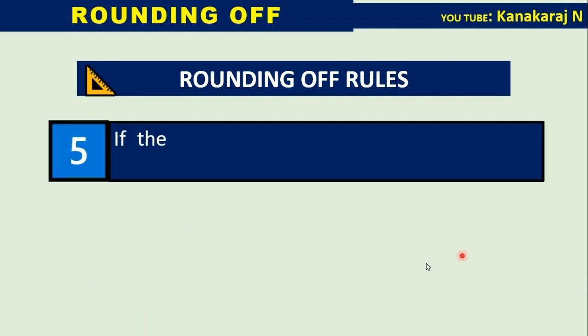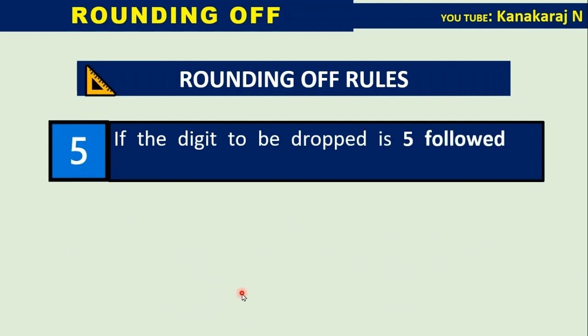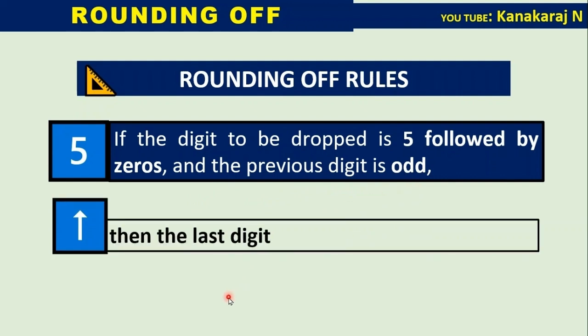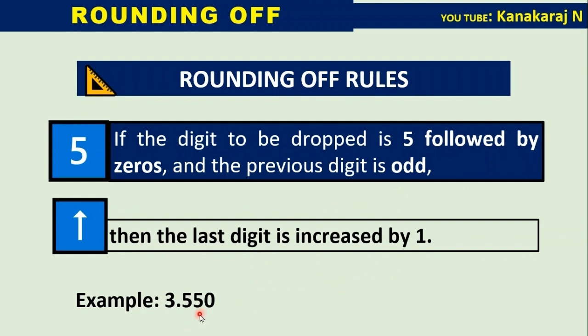The fifth rule. If the digit to be dropped is 5 followed by zeros or no numbers, and the previous digit is odd, then what we have to do is to increase the last digit by 1. Example. Now the number to be dropped is 5 followed by 0 or no number. Then we look at the last digit, which is 5 here, which is increased by 1 because the last number 5 is an odd number. So the answer is 3.6.